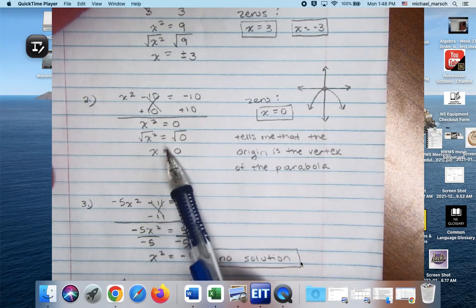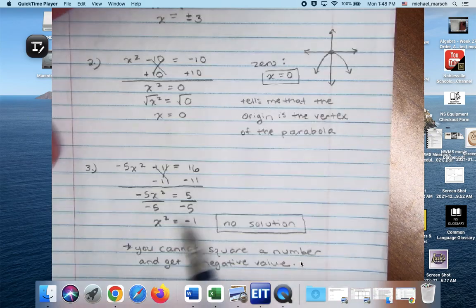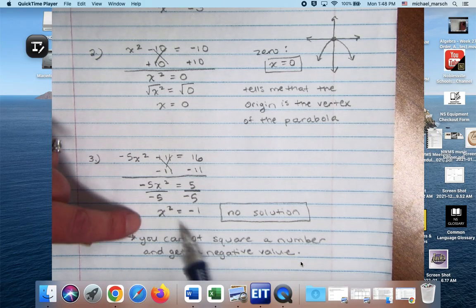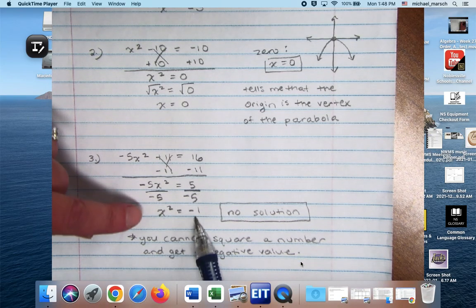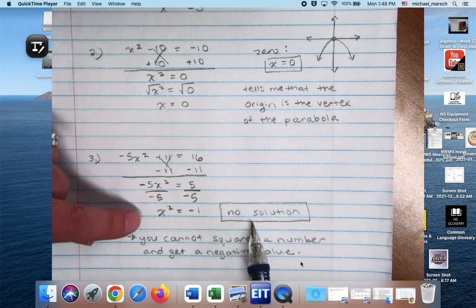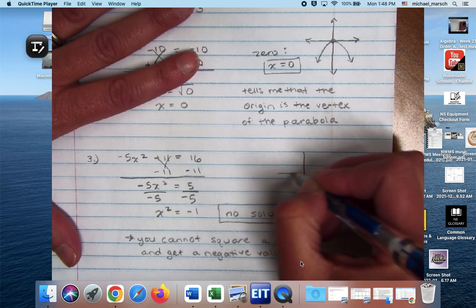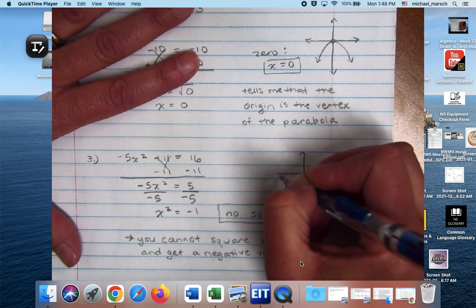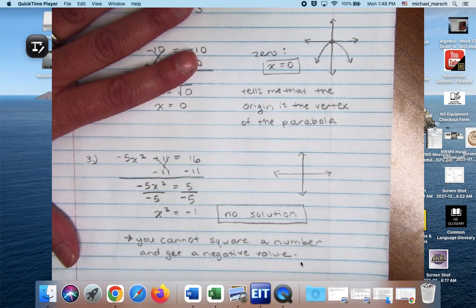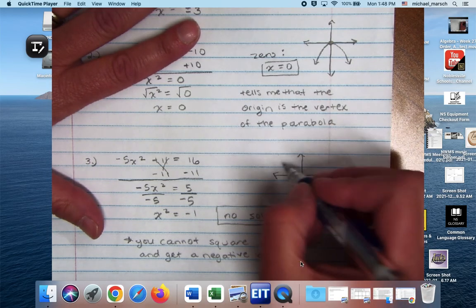Okay. So then we did the same thing. We decided that x could be 0 because our x-intercept would just be right there at the origin. We drew a picture. You should have that. And then down here, you can't have an answer because nothing times itself will give you a negative number. Does that sound familiar? So there's no solution. What that means is, let's go ahead and draw this. That means that our parabola is not touching the x-axis at all. So my parabola might be here.